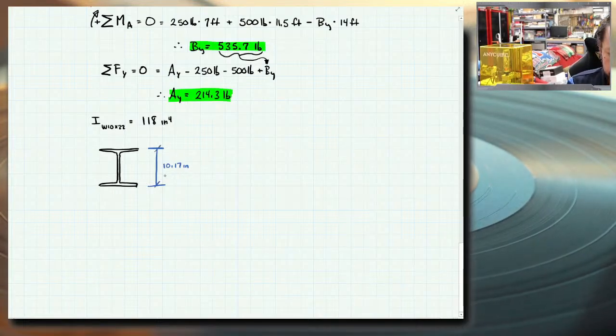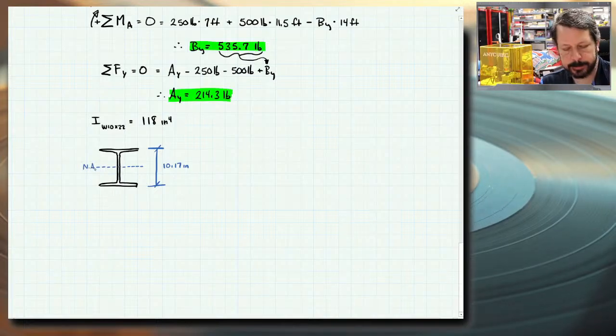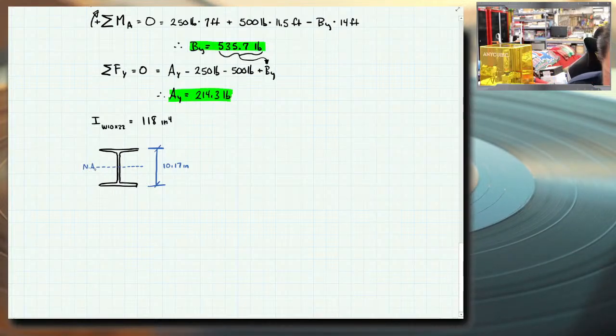We also know that since it's an I-beam, the neutral axis is just in the center of it, so 10.17 divided by 2, 5.085. I don't know if I'll have room to write it there. We'll just put it over here.